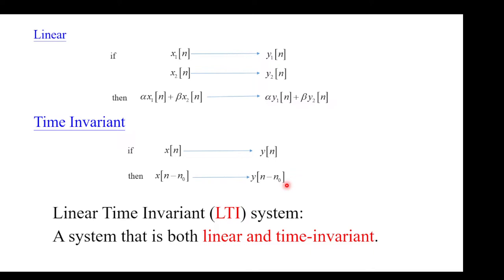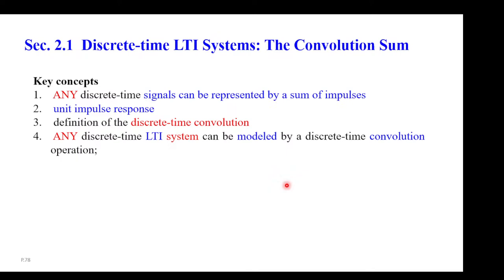Okay, 20 minutes. Let's see how much we can talk about. First, in chapter 2.1, this is a concept that you will be using throughout the whole semester. Very important. Why we like an LTI system is because we can describe the output by basic signals. So this is a four-step process.